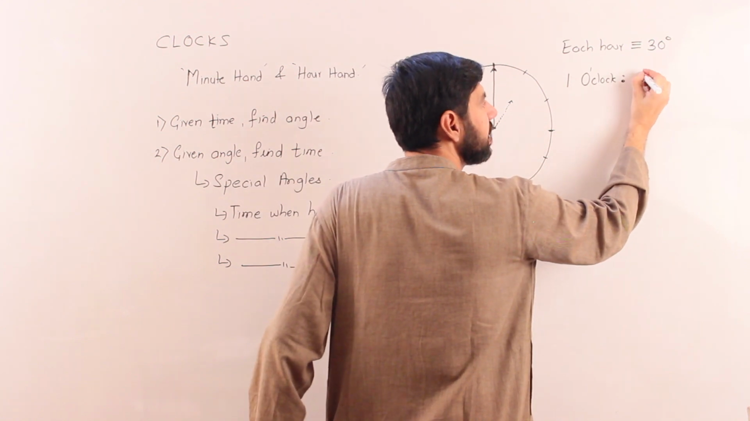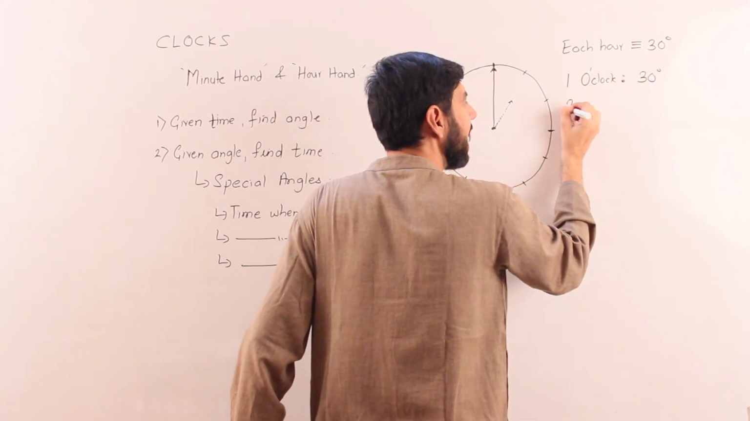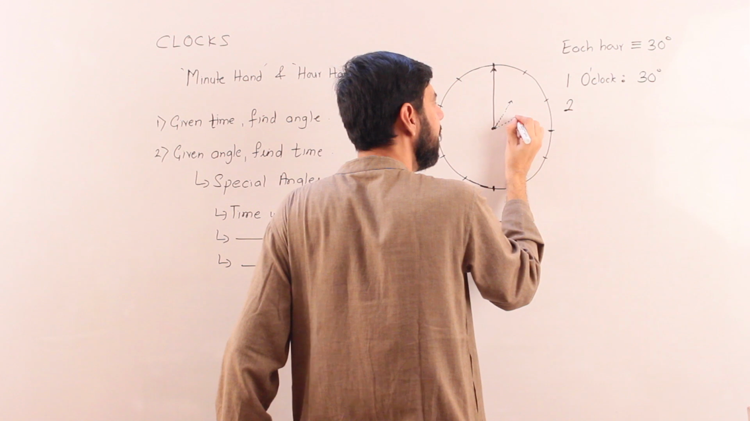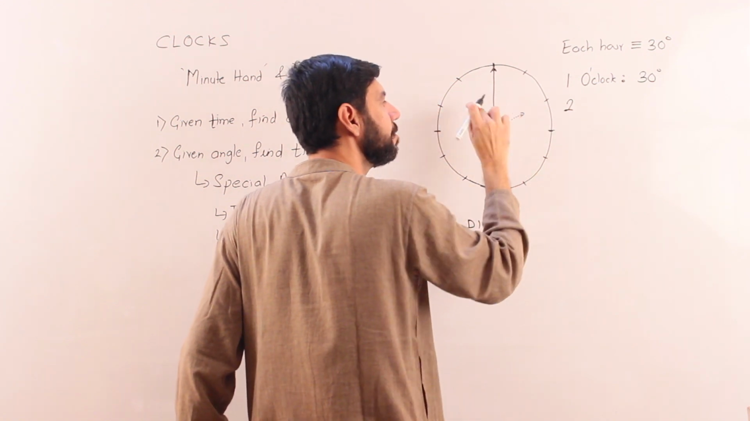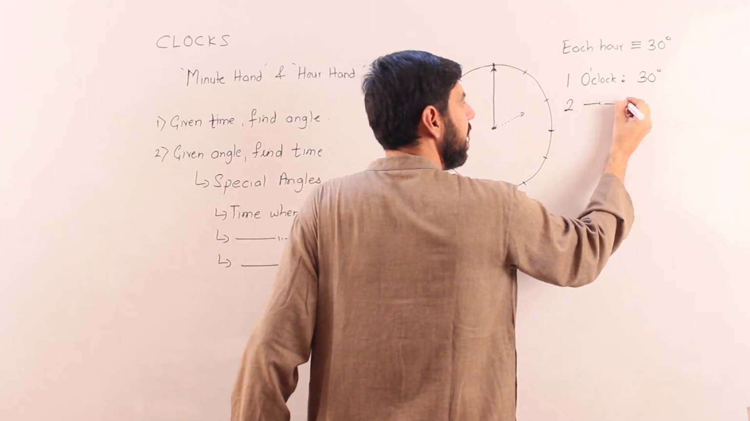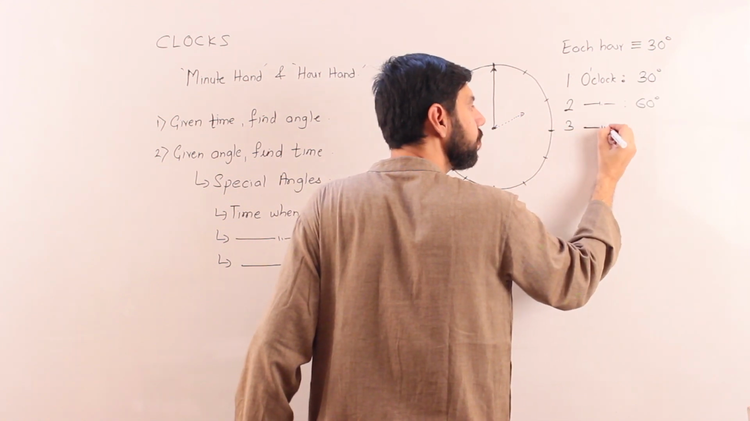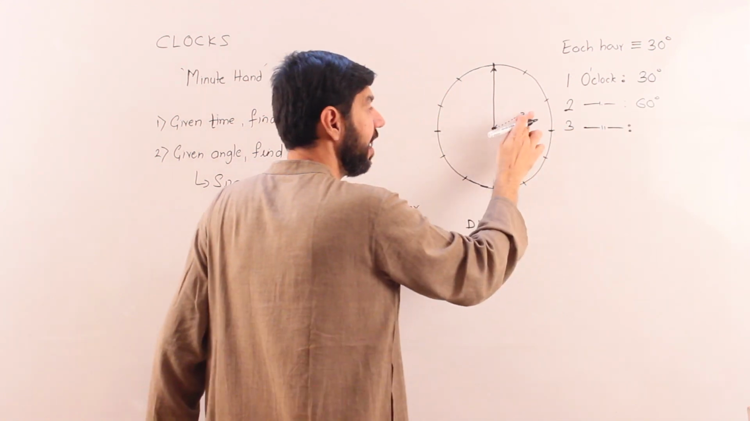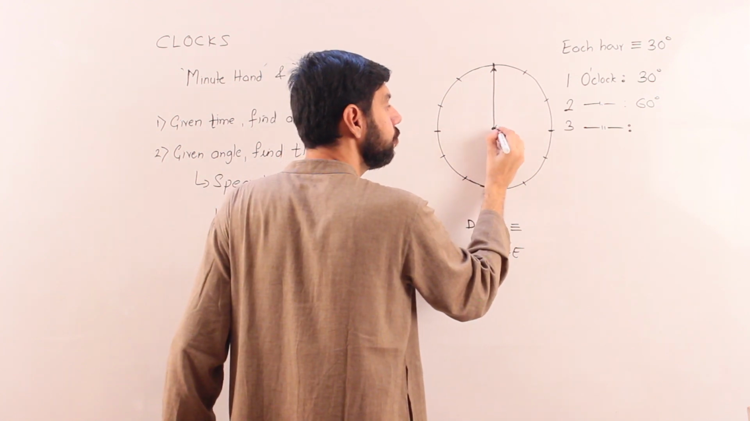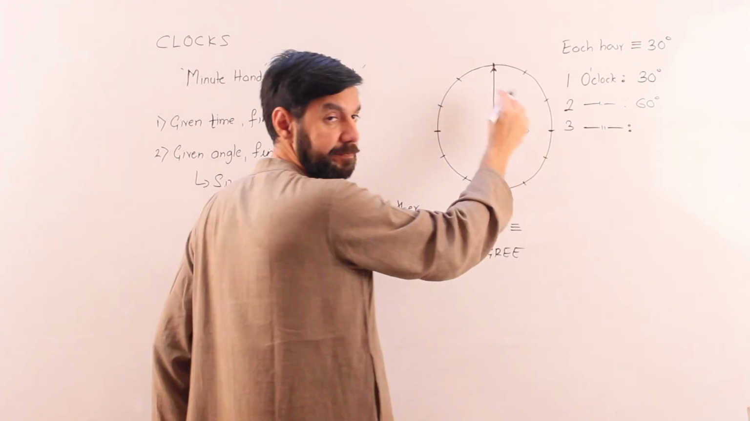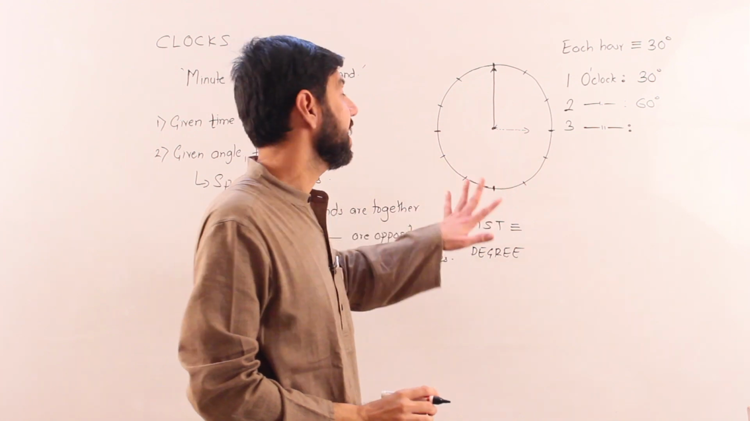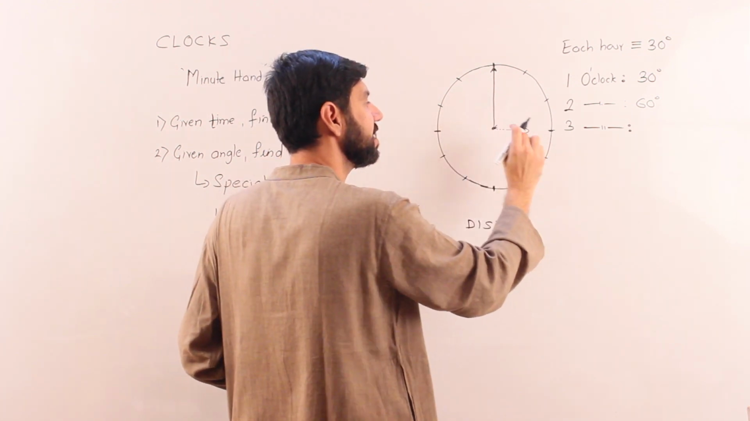So at 1 o'clock, the angle is 30 degrees. At 2 o'clock, the angle would become 60 degrees. Right, so this is what I meant, that I'm going to be very fast here. I'm not going to draw a clock. In fact, I would always urge you, do not take help of the diagram. It is just the beginning lecture, so I'm just using them. Otherwise, try to avoid it.